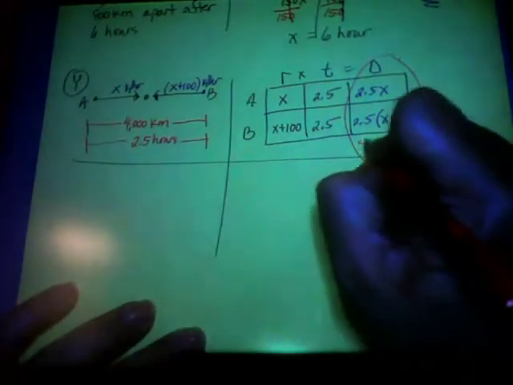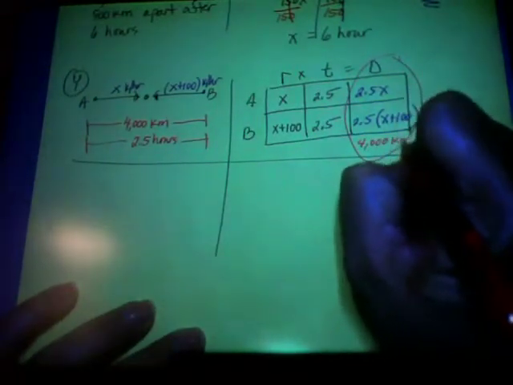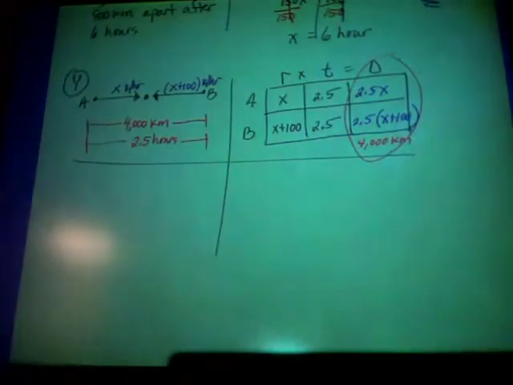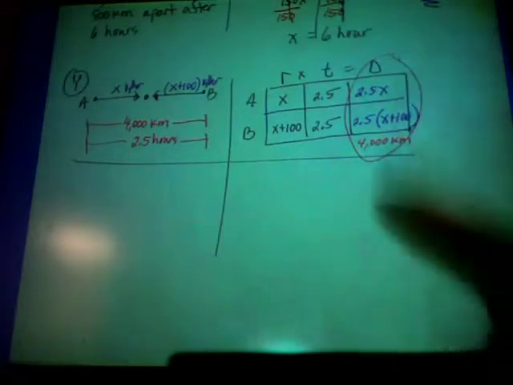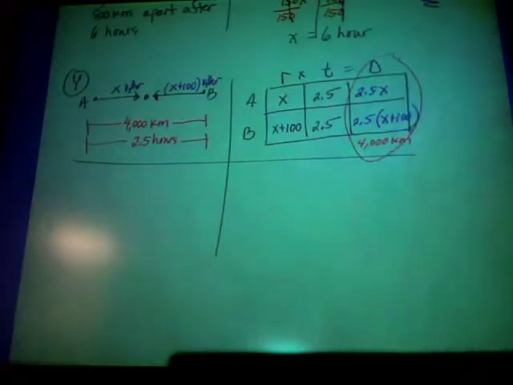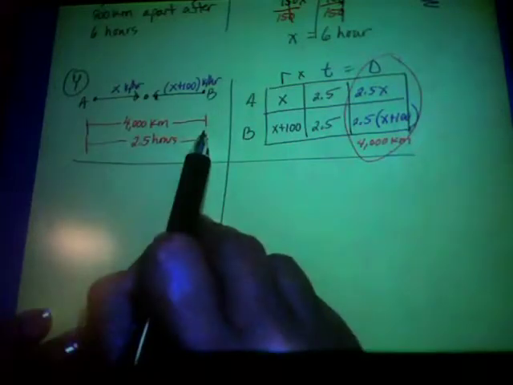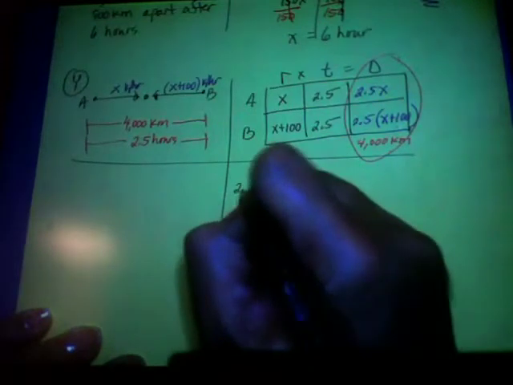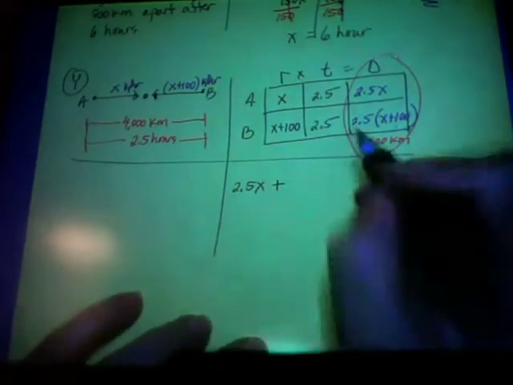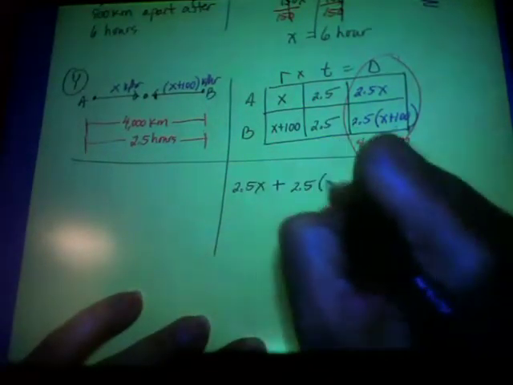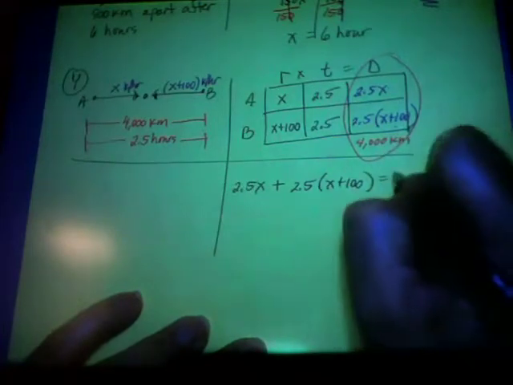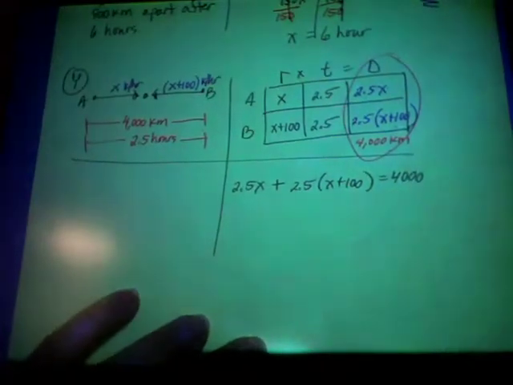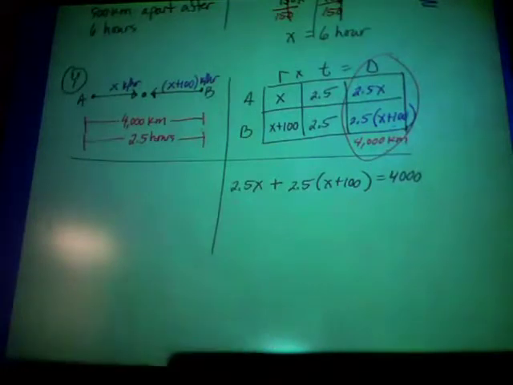If they don't give you a total distance, then the distances are probably equal, and we'll look at one in a minute. This final column is your equation to solve. So we're going to set up, wouldn't it be this distance plus this distance equals the 4,000? So 2.5x plus 2.5 parentheses x plus 100 equals 4,000. Don't let the big numbers bother you. What do you do first?